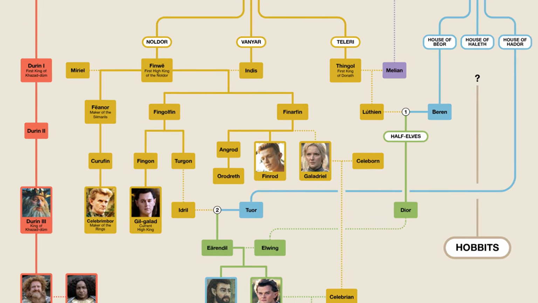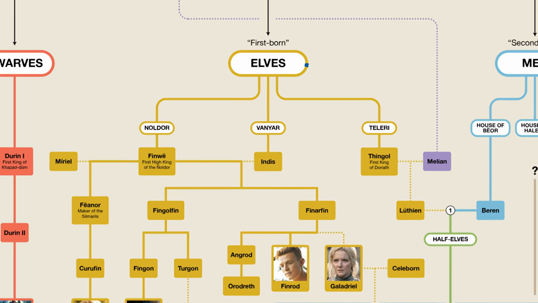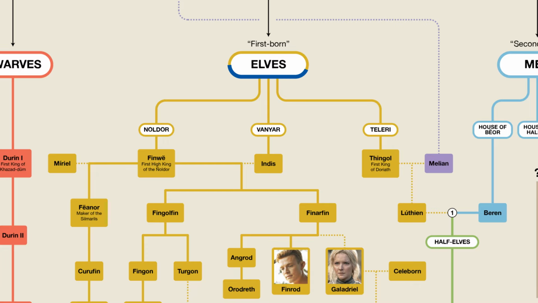Okay, with that said, let's start by talking about the elves, as they play a very central role in the Rings of Power. The first thing you need to know is that almost all the elves in the show are Noldor elves. The Noldor are one of the three main groups of elves in Tolkien's world, the other two being the Vanyar and the Teleri.